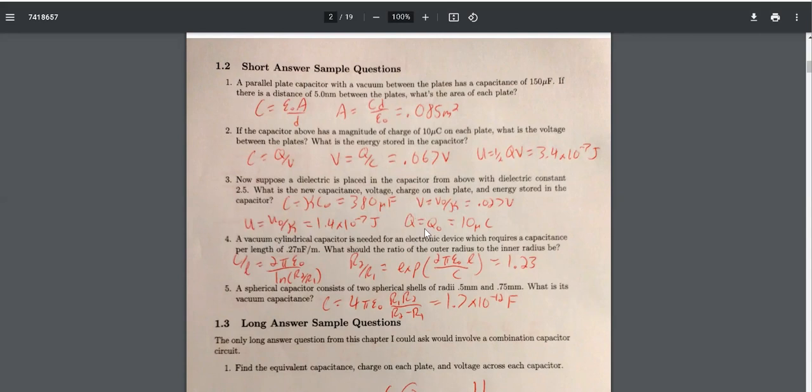Now, charge is different though. Charge stays the same. So it doesn't matter what you put between the plates, the amount of charge on each plate is going to stay the same.